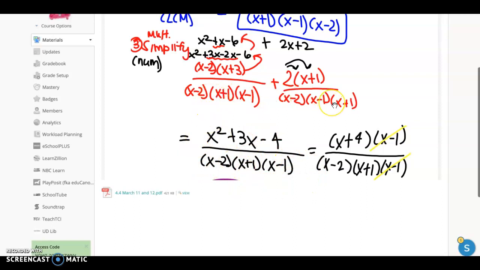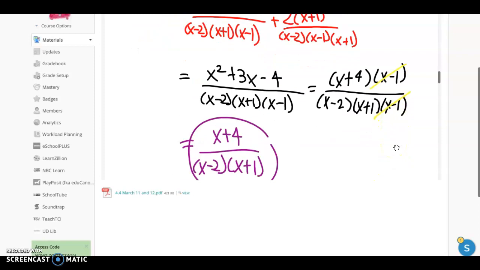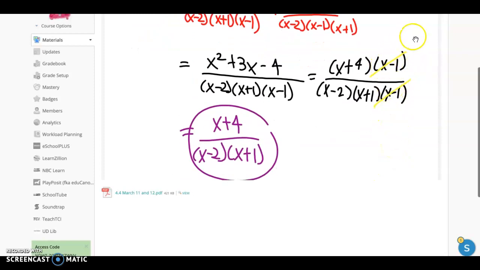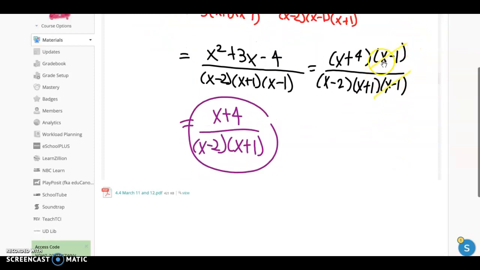Common denominator stays the same. And then I add my numerators, right? X squared, it's my only x squared. X plus 2x gives me 3x. And negative 6 plus 2 gives me negative 4. I can factor my numerator one more time. 2 numbers that multiply to negative 4 and add to 3 gives me this. And I want to do that because now I can cancel out my common terms. Okay, so x minus 1 in the numerator and the denominator cancels, and I'm left with this rational expression.